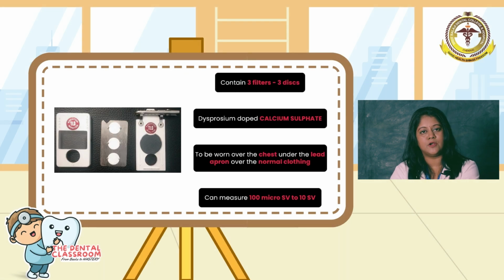So, what is it made of? This TLD badge is usually made of 3 discs or 3 filters, coated with dysprosium-doped calcium sulfate. You are supposed to wear your TLD badge over the chest region, above the normal clothing and under the lead apron. Your TLD badge can measure from 100 microsievert up to 10 sievert.